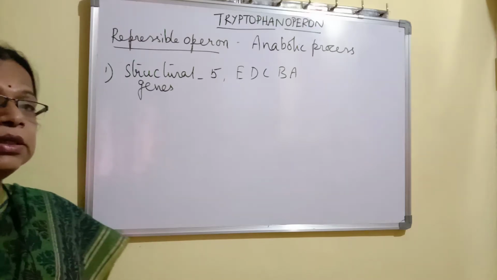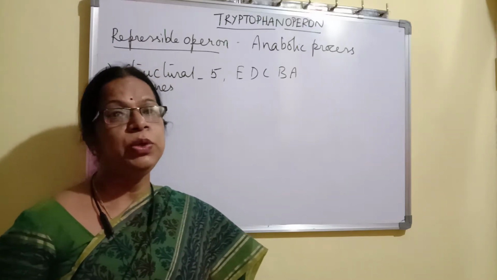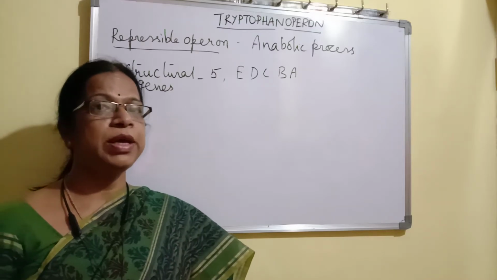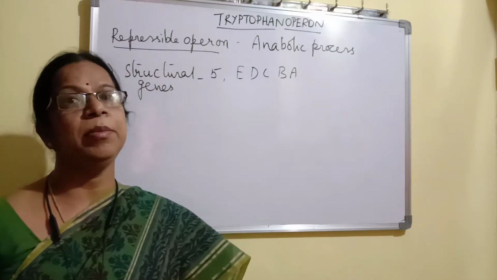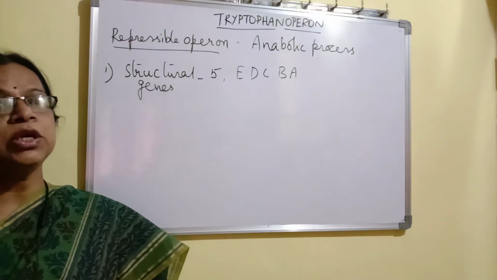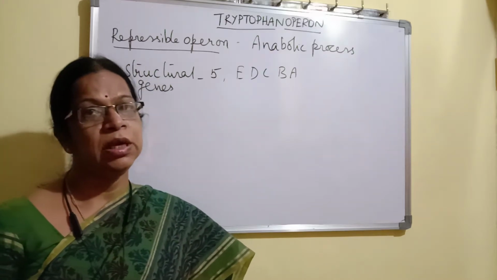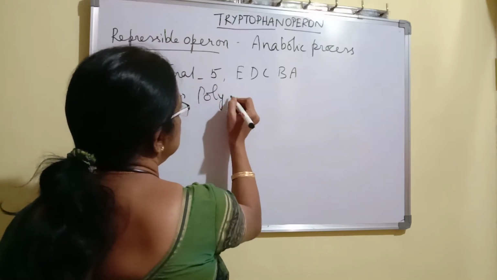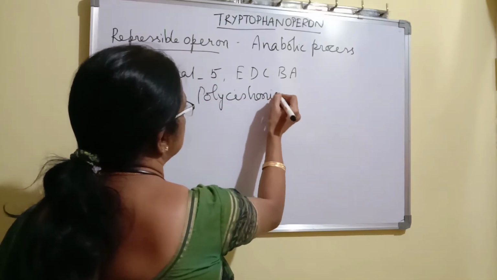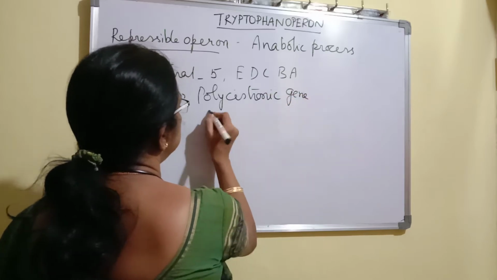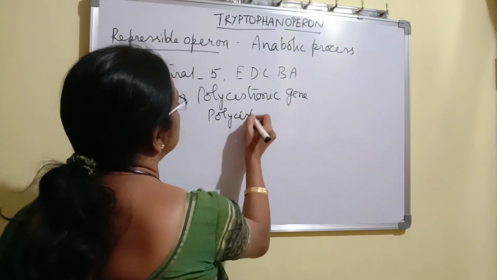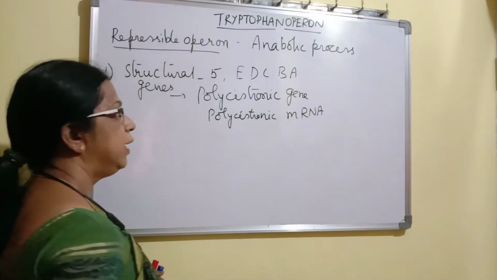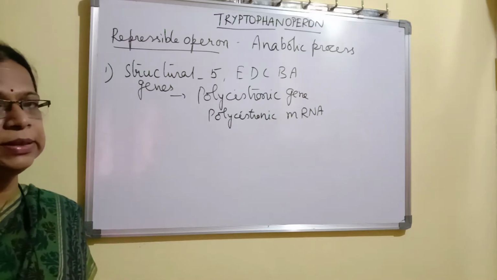These 5 structural genes produce the enzymes which are required for the synthesis of tryptophan. Together, they form a single mRNA. So the mRNA has the information for the synthesis of different enzymes which help in the synthesis of tryptophan. This is called a polycistronic gene, which will synthesize a polycistronic mRNA. First I give you the composition, then the structure and how it functions.